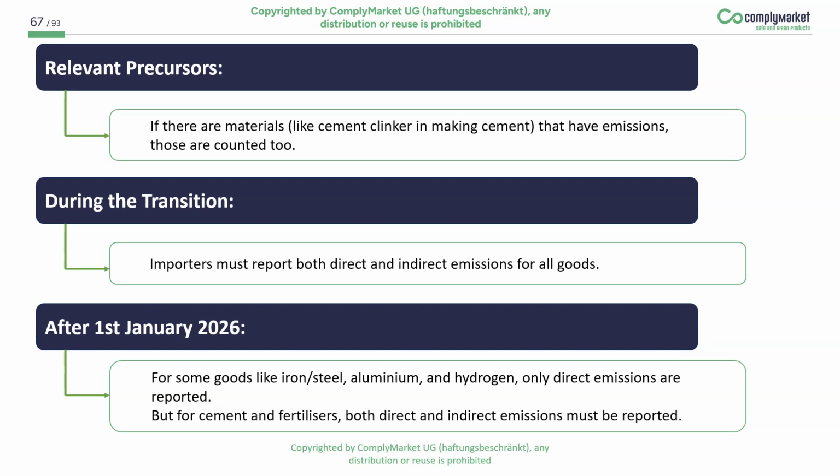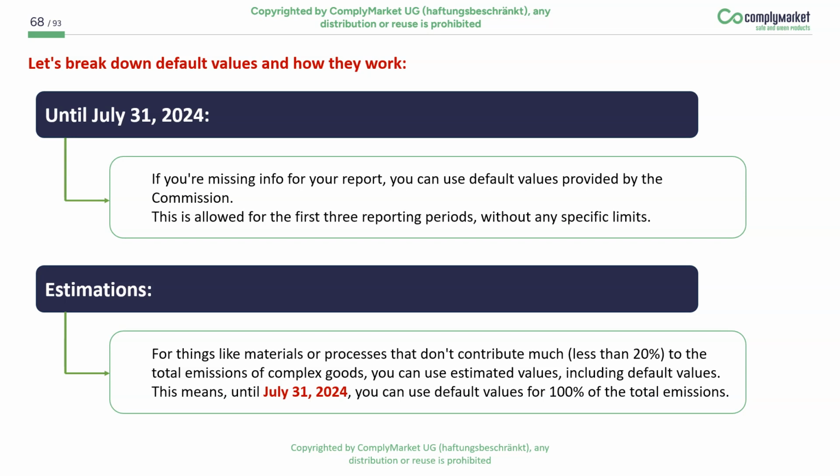If you remember the summary table that was clear on it, during the transitional period you need to report both direct and indirect emissions, in which positions. But after 2026, there will be another change. During the transitional period, that's something very important.